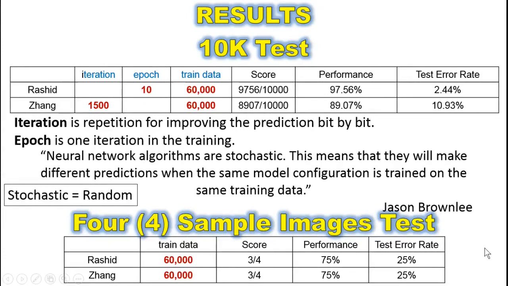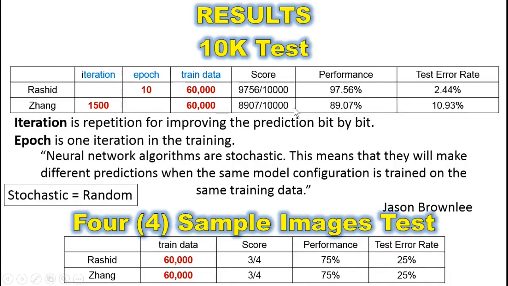These are the results that I got after running and conducting the 10,000 handwritten test and 4 sample images test. Under the 10K test, the code of Rashid got a score of 9,756 correct predictions out of 10,000, and the performance is 97.56%, and the test error rate is 2.44%.